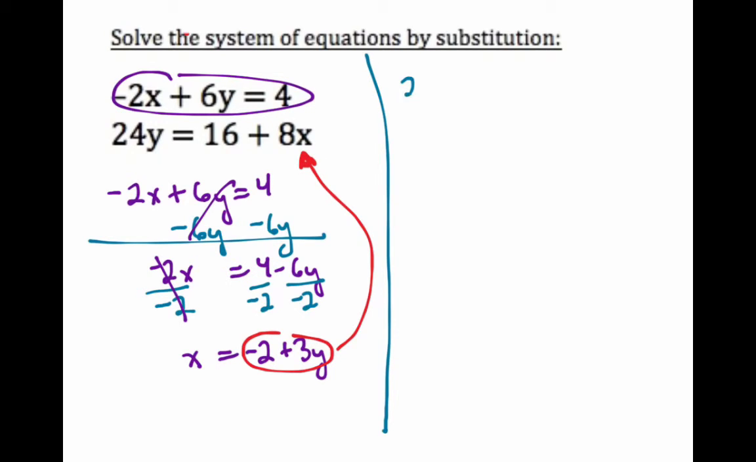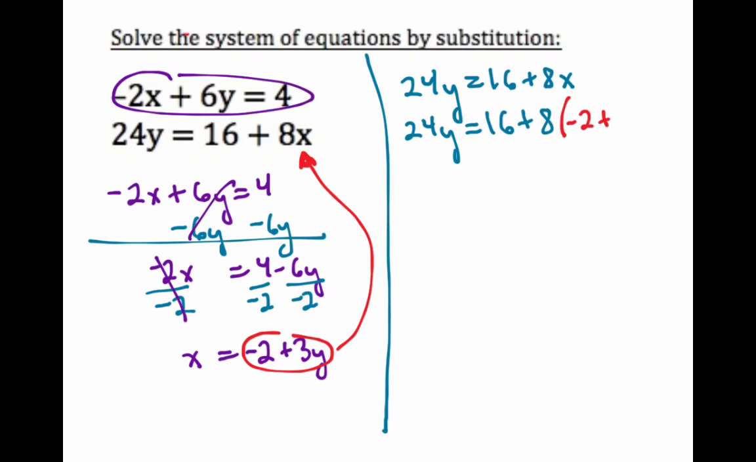I can substitute that in for x. So I'll make some space, copy down my original equation: 24y equals 16 plus 8x. And I know you think I'm wasting time by copying it down, but trust me, it leads to fewer mistakes. And right beneath it, I can copy it down, substituting this in for x, because this is what x equals. So this is what I can plug in for x. All right, so 24y equals 16 plus 8 times negative 2 plus 3y.